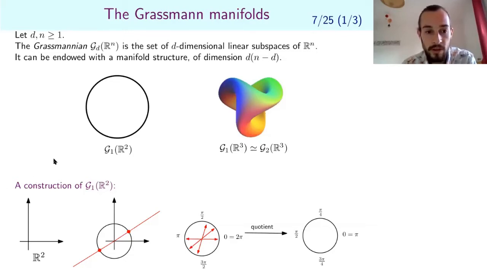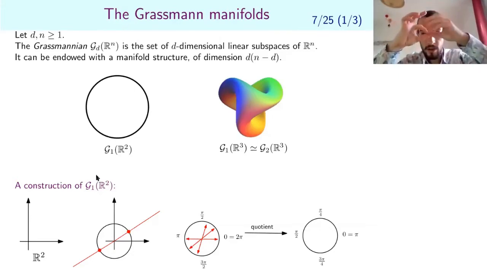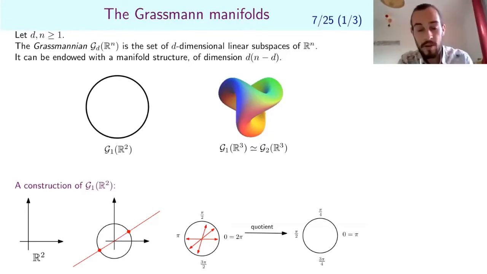If you have a line in the plane, you could look at its angle. So put the unit circle on the plane. A line intersects the circle at two points, two antipodal points. So the Grassmannian G1 of R2 actually is the unit circle where you identify antipodal points. And when you take the circle and you identify antipodal points, you end up with a circle again. But basically it goes from zero to pi, while the first circle goes from zero to 2 pi.